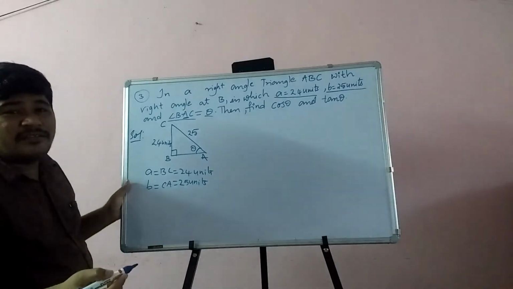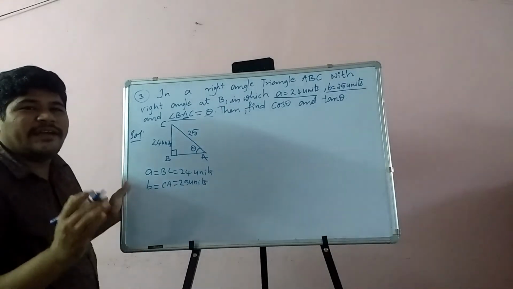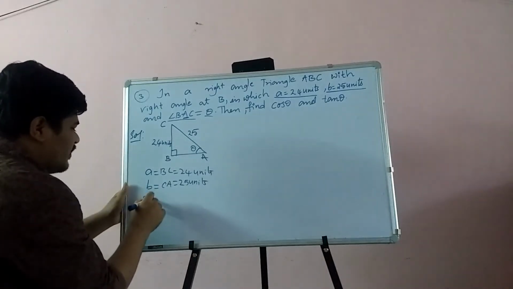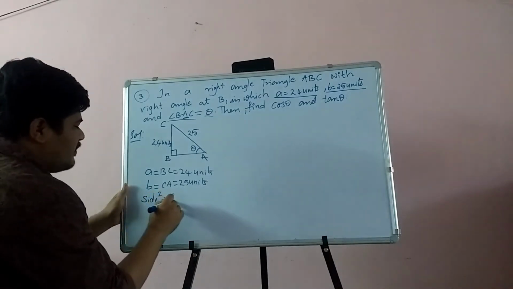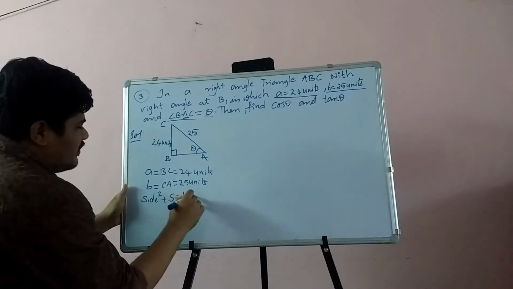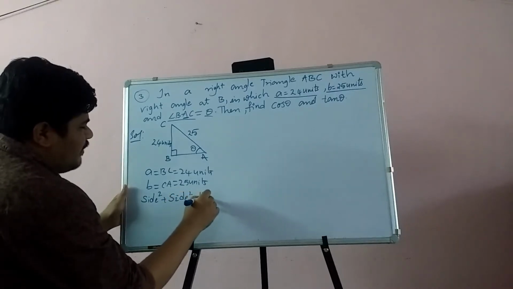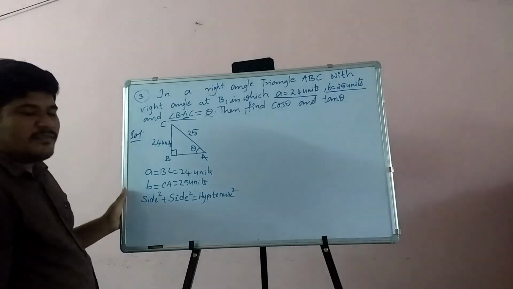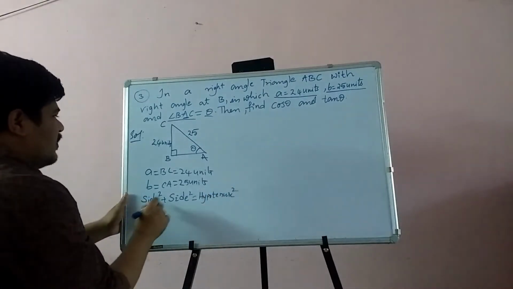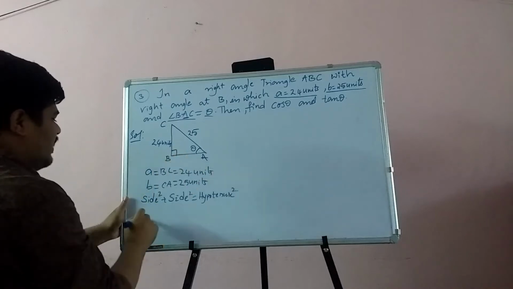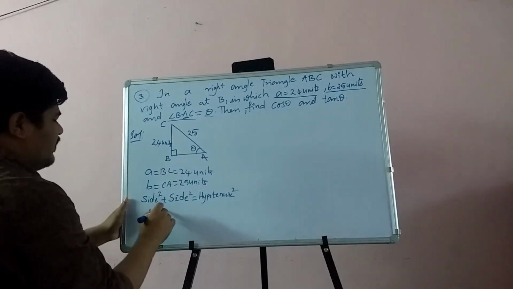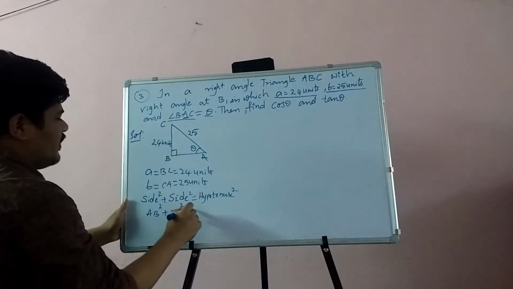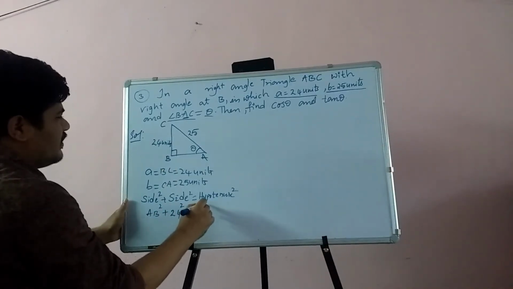So what is the Pythagoras theorem, children? Side square plus side square is equal to hypotenuse square. So we are now using side square plus side square is equal to hypotenuse square. Okay, this is the Pythagoras theorem. So one of the sides is AB. So AB square plus this BC, 24, 24 square is equal to hypotenuse square, that is 25.